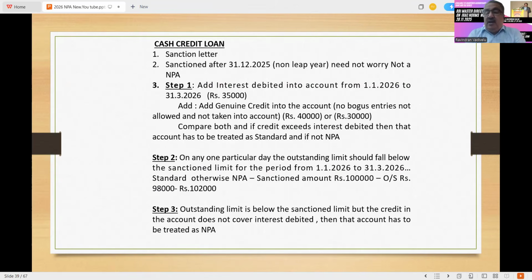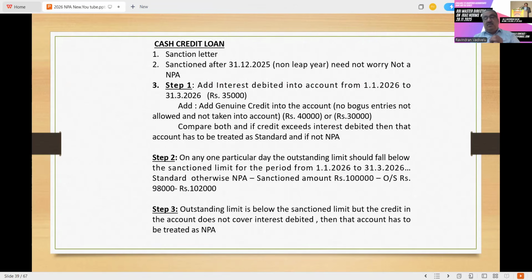So here, step one and step three are one and the same. In step one, you have to add all interest debited in the account. Here, interest includes penal interest and not charges. You have to add all interest debited in the account from 1/1/26 to 31/3/26. Go to the credit side, add all credit into the account, you compare it. The credit should be genuine. If you compare it, if the credit exceeds the interest due, that means all the interest is serviced. So that account has to be treated as standard. If the interest is not serviced, suppose if the credit falls short of the interest, that means some interest portion has to be serviced. So then that account has to be classified as NPA.